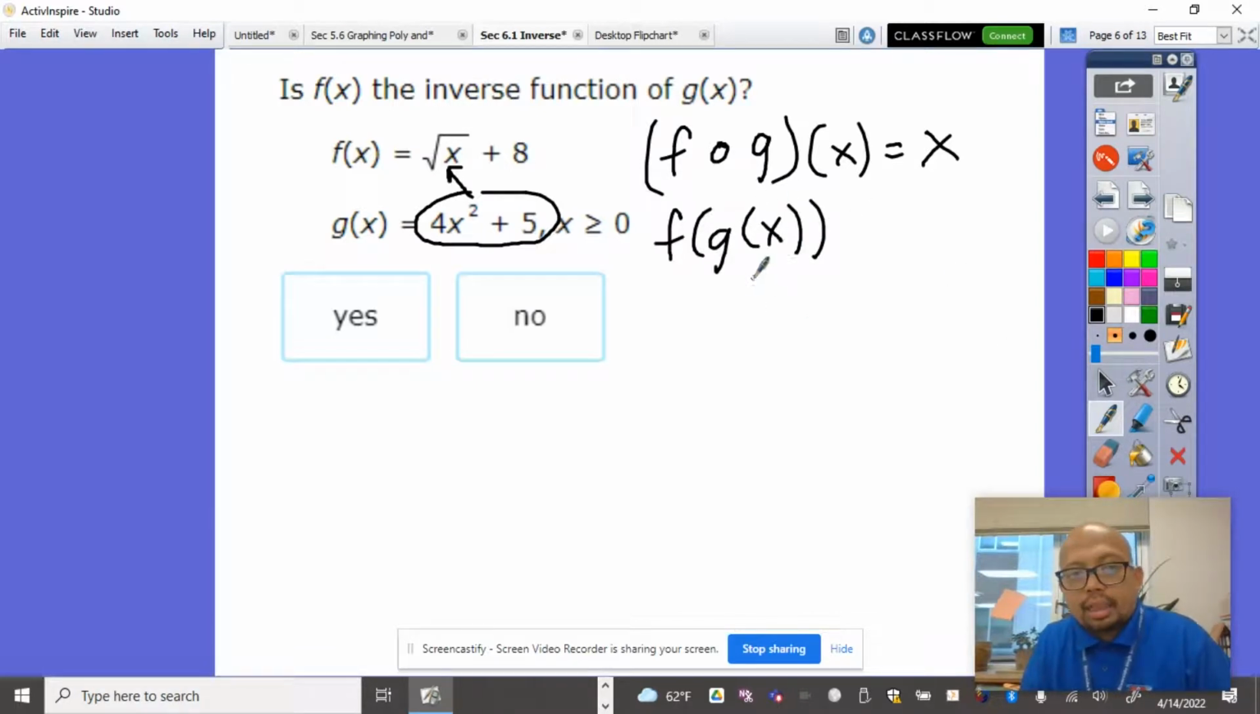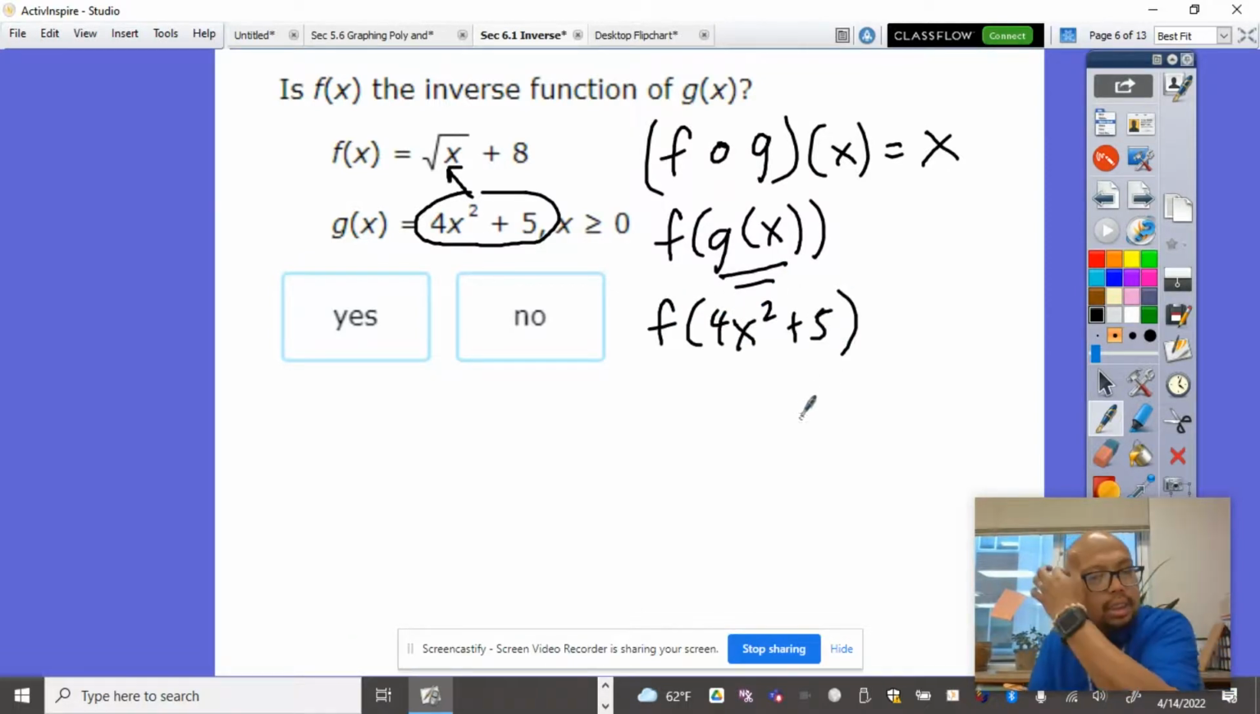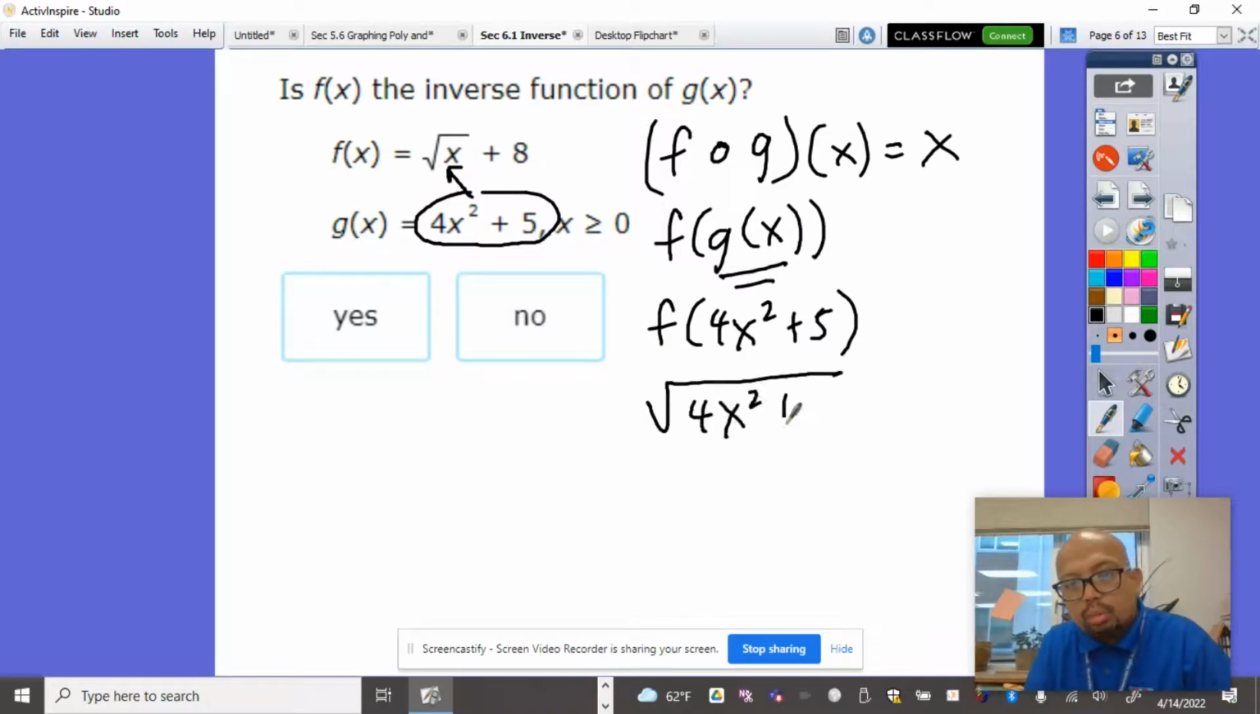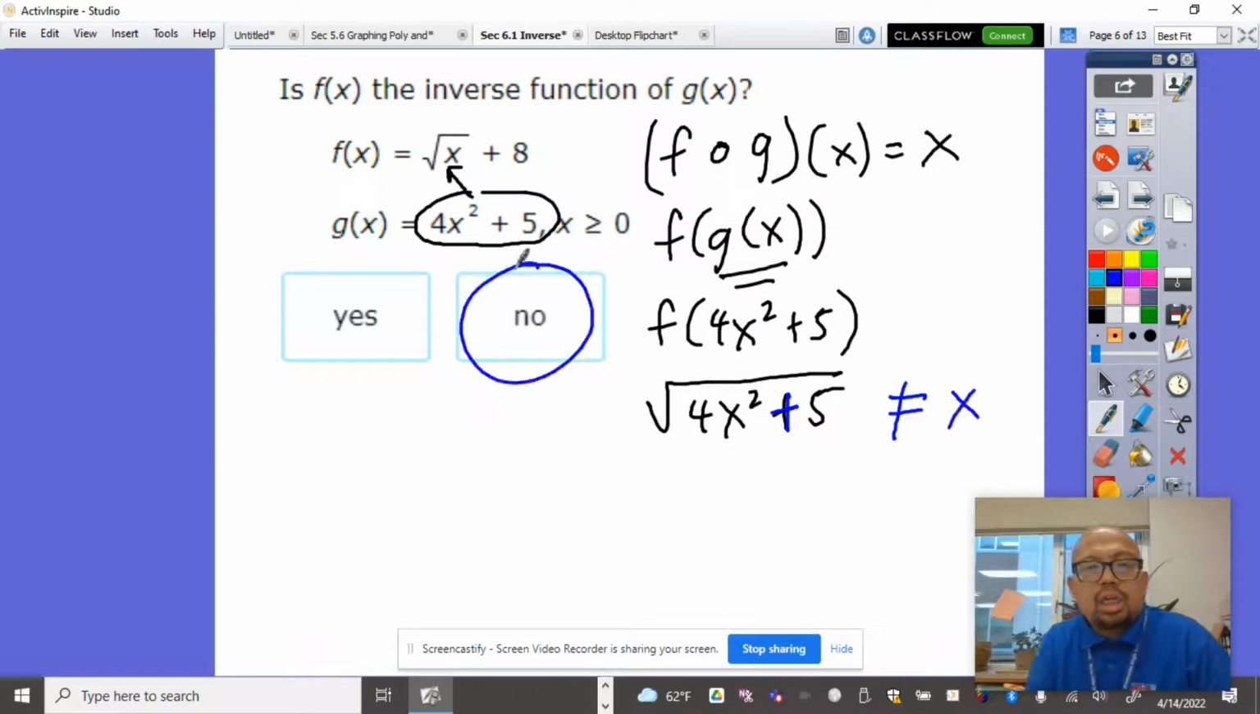Then the g of x is 4x squared plus 5. You're going to punch it inside the square root of x. So square root of 4x squared plus 5. I don't think you can still simplify it because there's a plus here. And I don't think this will be equal to x. So the answer is no.